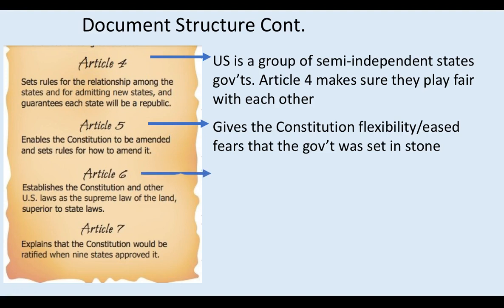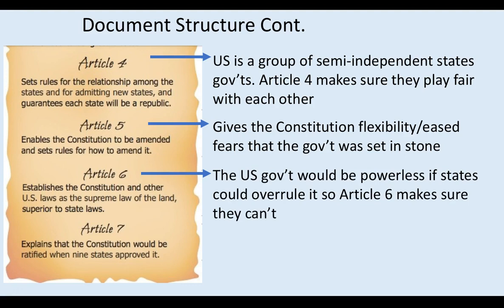Moving on to Article 6. The U.S. government would be powerless if states could overrule it, being the Constitution, the government itself. So Article 6 makes sure that they can't. So we have in Article 4 the emphasis of the semi-independent states, and then in Article 6 we have a re-emphasis that federal control still holds sway over the independent-like nature of the states. So let's fill in what we're missing here.